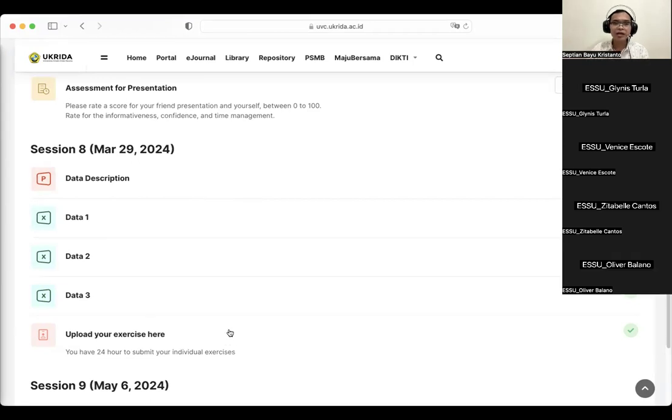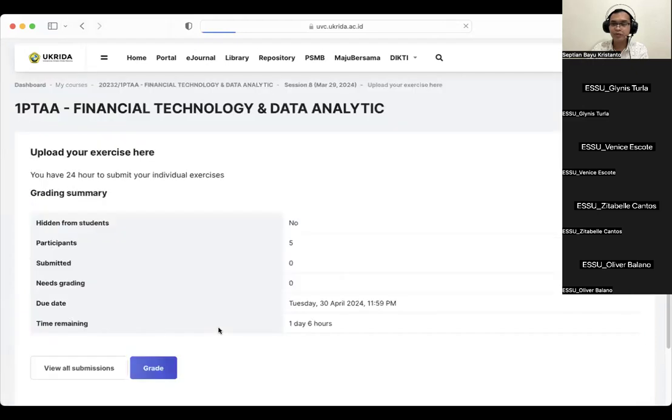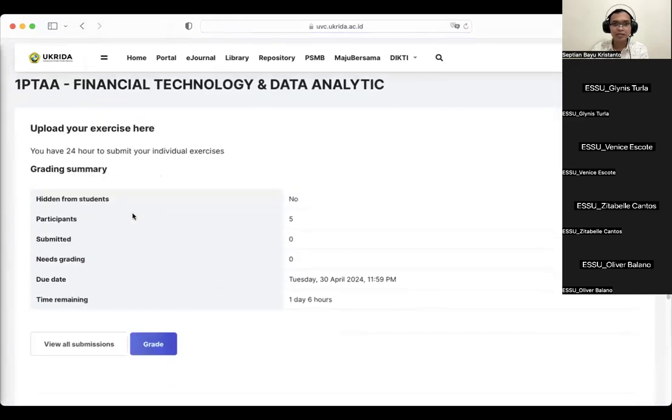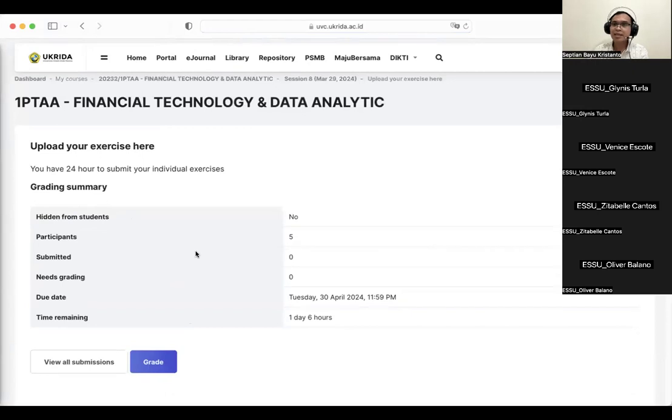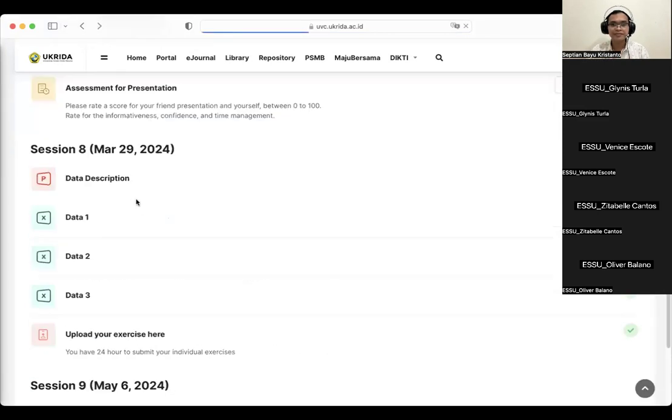So I give you a day for the exercise. You can do it in Excel, and you can upload your Excel file in this module, using this upload button. In this one, you have the submission. You can upload your file, but I make a note that only one file can be uploaded. So you need to combine all of your analysis in only one file.